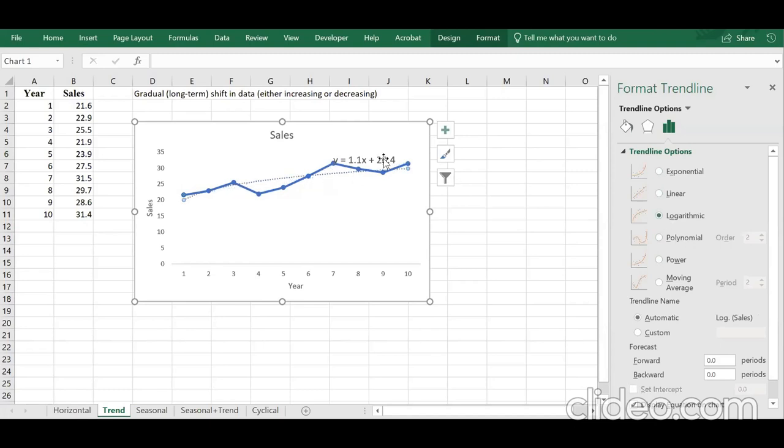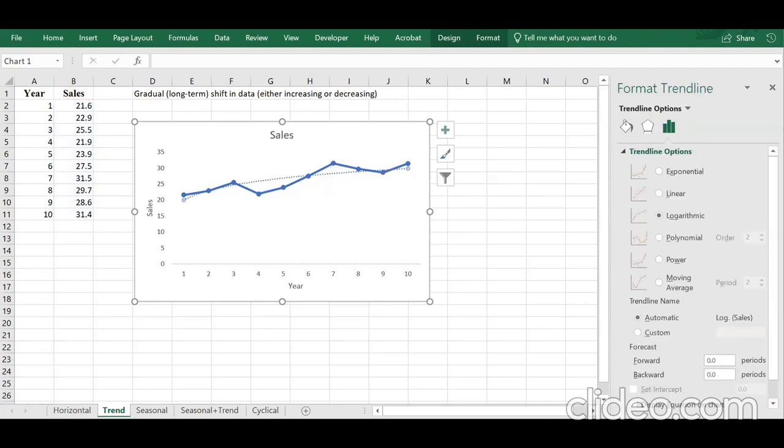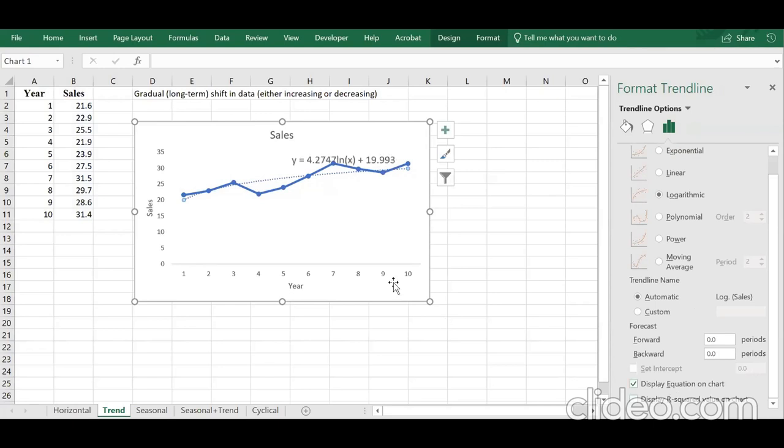So for example, this one, if I have the equation, you see now it's a non-linear, a logarithmic trend line. So the trend can be linear or non-linear. It can be increasing or decreasing. The key here is the gradual movement, the gradual shift in data.